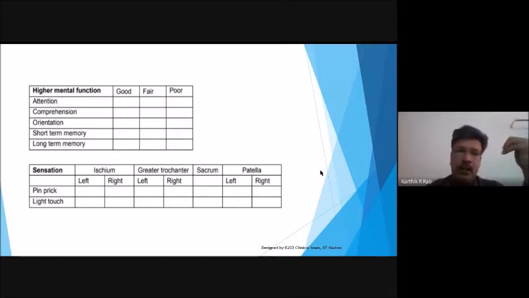And then I look at short-term memory and long-term memory. The short-term memory could be something like what did you have for breakfast and things like that. And long-term memory would be what is your date of birth or your wedding anniversary and those kinds of information.